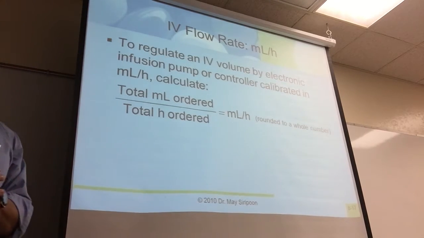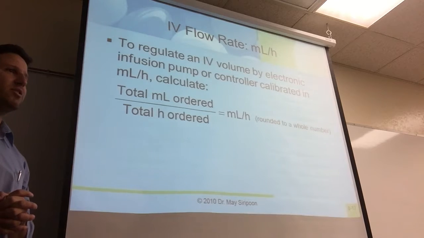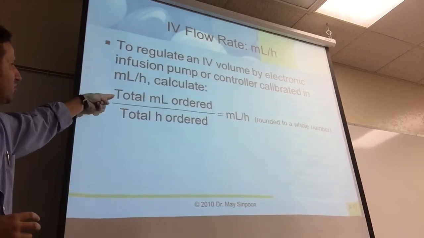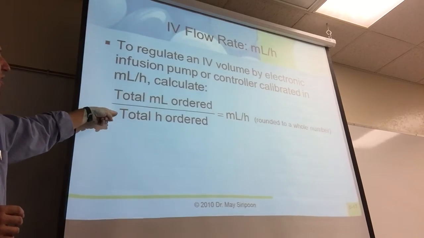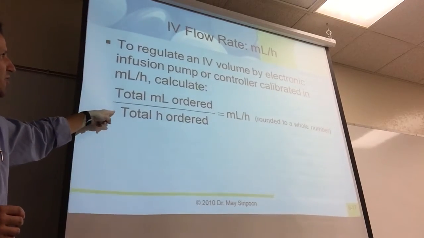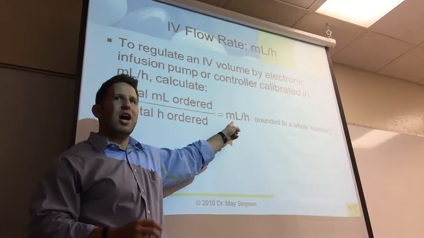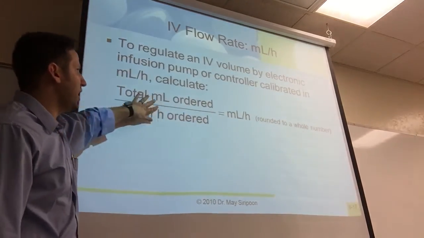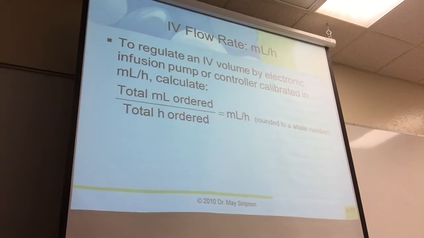So if I have 1,000 mLs that needs to run over 10 hours, when I divide 1,000 by 10, what does that give me? 100 mLs per hour, right? And that's all this is saying. That's the quick and easy way.